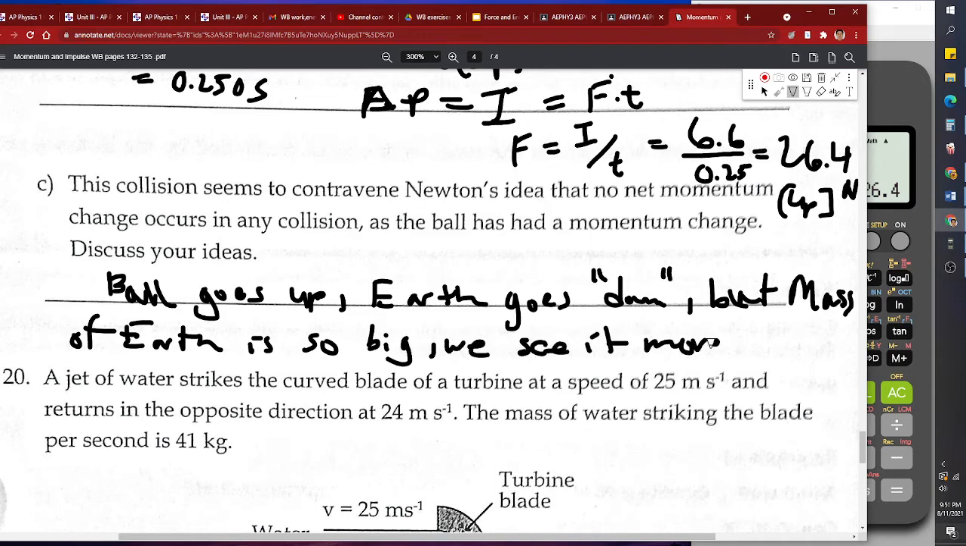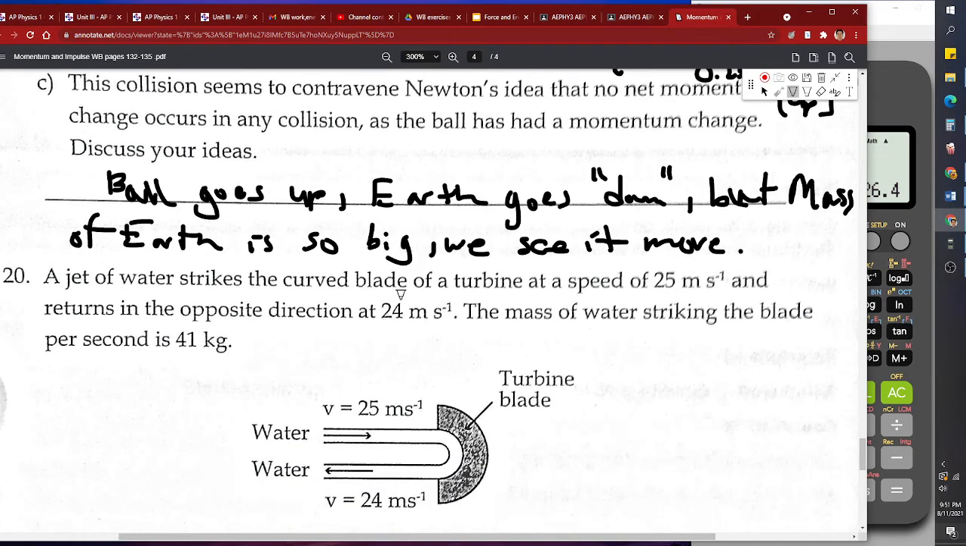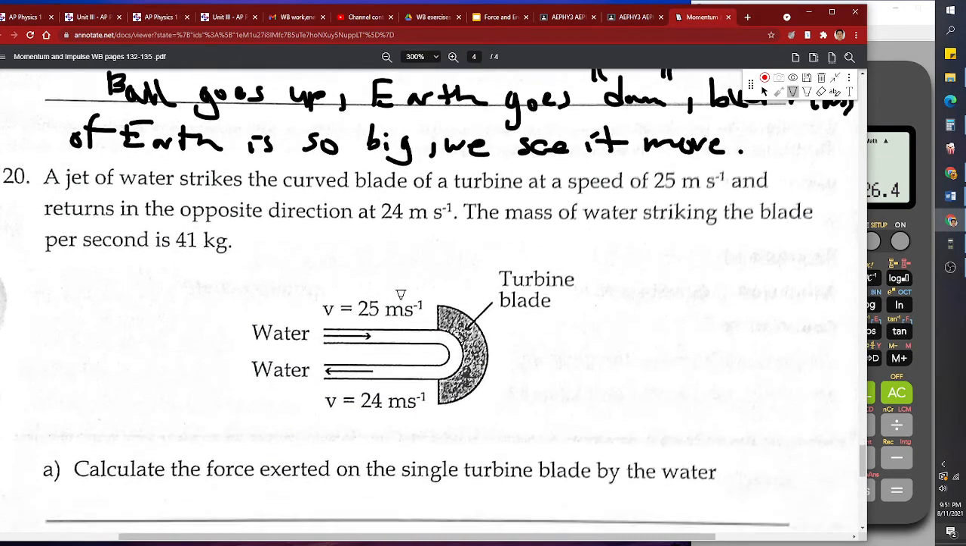We don't see it change its momentum. Okay? That's essentially C. All right. Okay, we're going to move on to question 20.